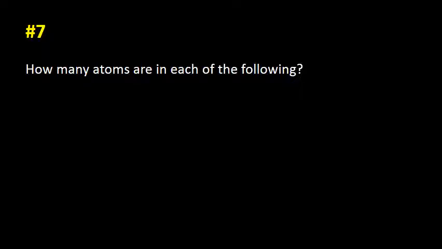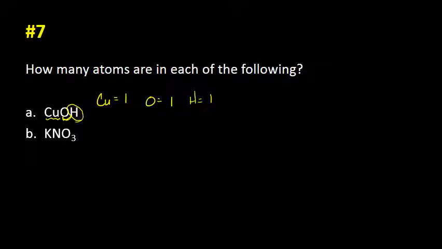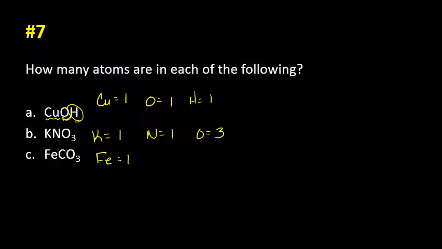Now we're going to go back to counting. How many atoms are in each of the following? So we need to list them separately. Cu is copper, so Cu, and there's 1 copper. Oxygen's right there. There's only 1 oxygen. And how many hydrogens? Well, there's 1 hydrogen. Try this one on your own, then push play. Well, potassium, there's 1, nitrogen is 1, and oxygen is 3. Iron is 1, carbon's 1, and oxygen is 3.